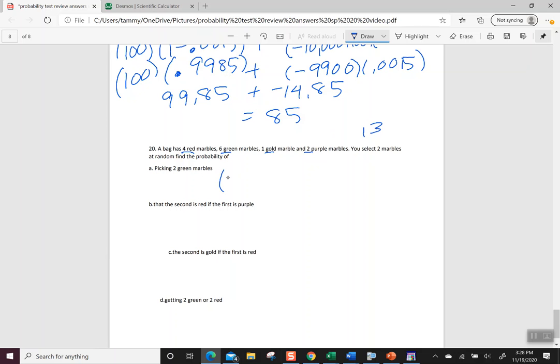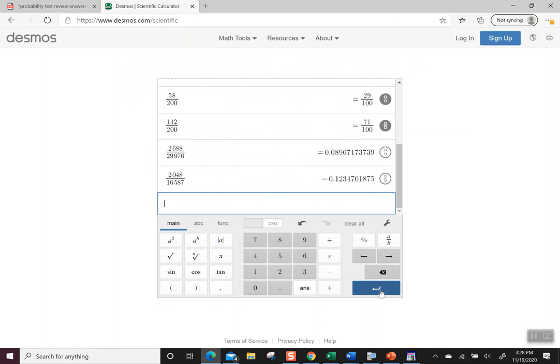The first time we pick a marble, we look, there were 6 green out of the 13. The assumption is we got a green the first time. That's the only way we can get 2 greens is if the first one's green, which means there'd be 5 left of the 12 marbles left. So once you're picking a marble, you're not putting it back in. You could multiply this through, you could do some canceling. Let's just use Desmos again. I think that's probably the best choice.